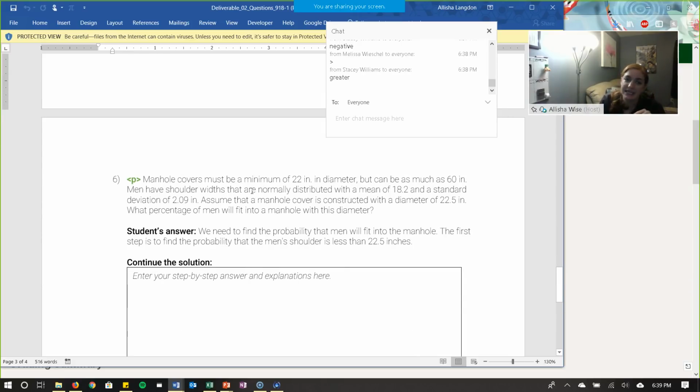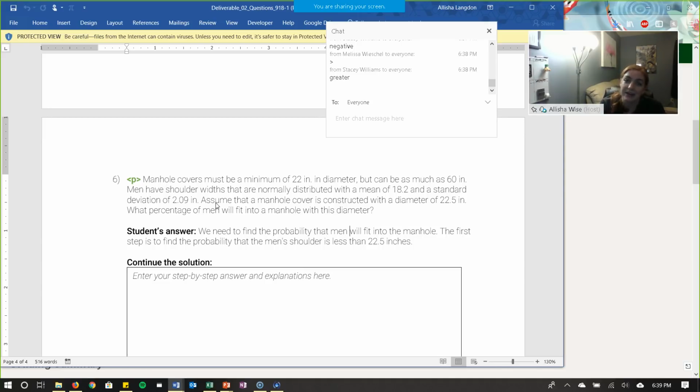Okay. Number 6, basically they're talking about manhole covers, and they're asking what percentage of men will fit into a manhole cover. So if there's a minimum of 22 inches, they actually tell you what... 22.5. This is what I get for not reading the whole entire thing and just skimming. See, don't skim. Skimming is bad, as I just demonstrated.